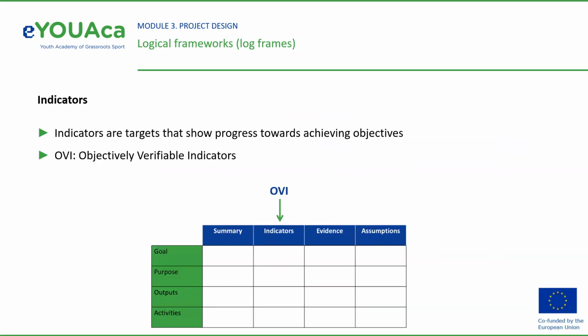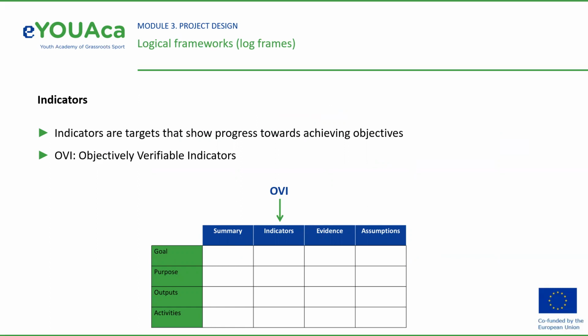Now let's see the indicator column. Indicators enable us to measure how a project is performing against the changes it is aiming to make. Log frames sometimes call indicators OVI, objectively verifiable indicators. The term objectively is used because indicators should not depend on the point of view of the person measuring them.